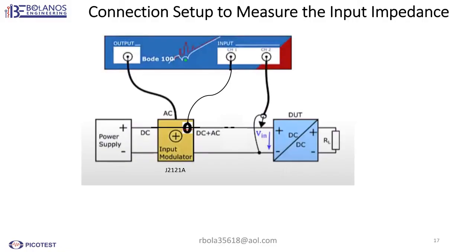Okay, here you see a schematic representation. You can see the Bode 100 up here. In my case I would be putting in 12 volts. The 12 volts will go into the J2121, and then 12 volts will come out, which is the DC, and then the Bode will inject the signal, which is an AC signal, and that is modulated right onto the 12 volts. So you're going to have 12 volts plus an AC signal.